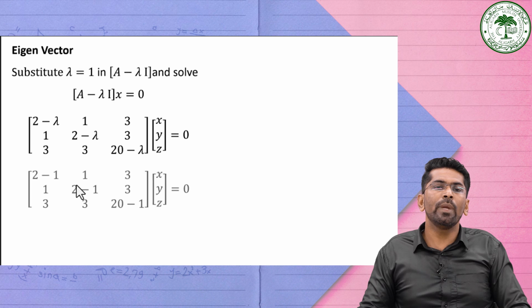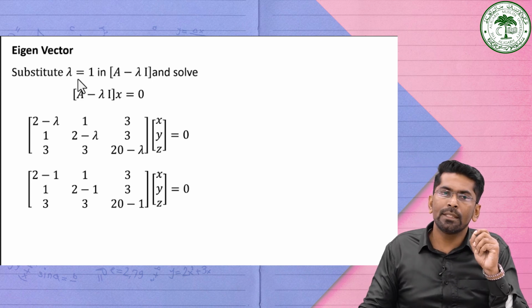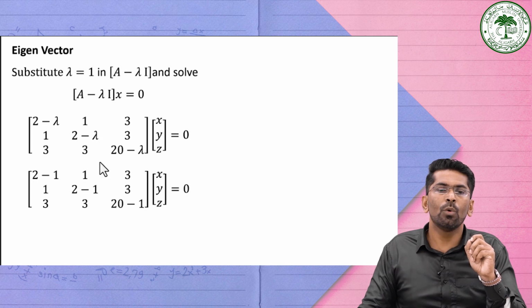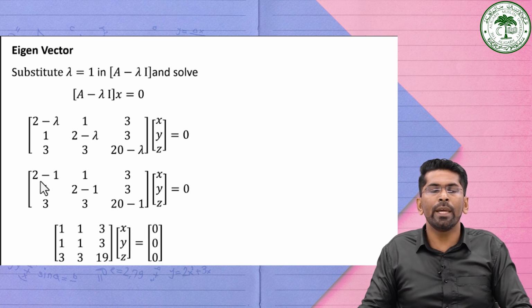Taking the first eigenvalue, lambda is equal to 1, we substitute lambda equal to 1 in this characteristic equation. So 2 minus 1, here also 2 minus 1, and 20 minus 1 here. Simplifying, 2 minus 1 is equal to 1, so we get 1, 1, 3; 1, 1, 3; then 3, 3, and 20 minus 1, which is equal to 19. We have variables X, Y, Z, which is equal to 0.